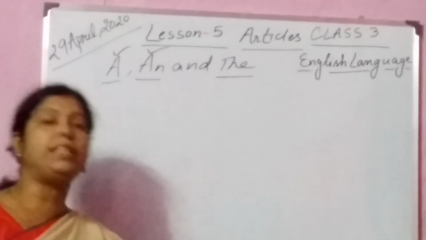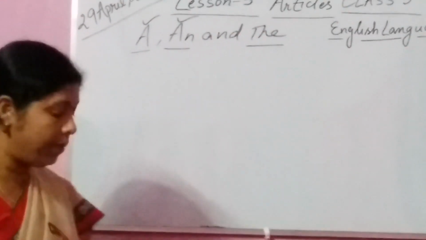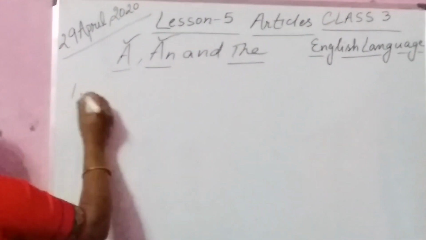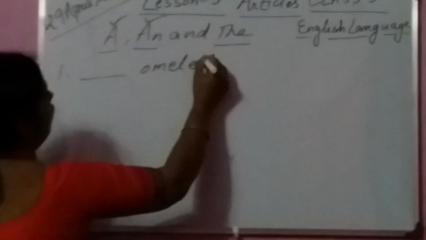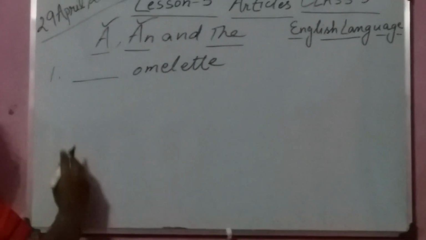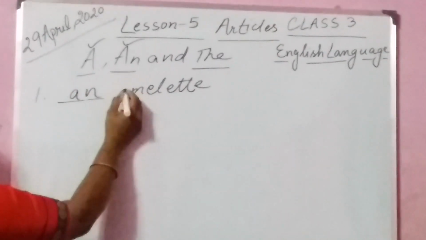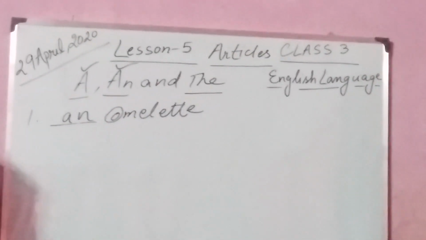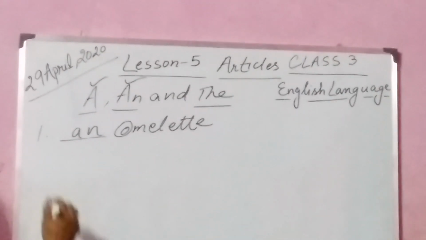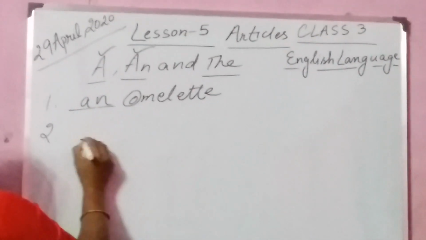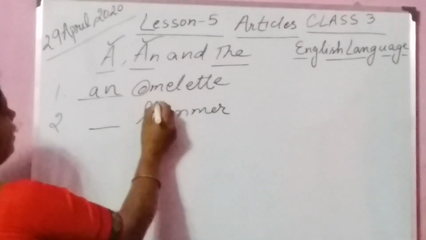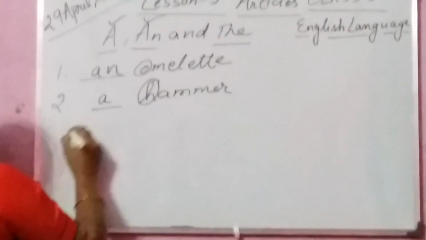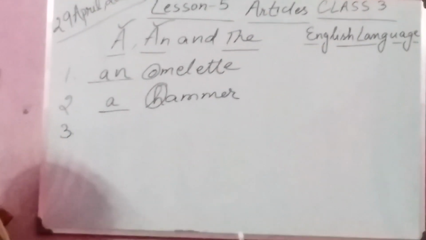Now fill in the blanks with a or an is given here. Number one is dash omelette. Okay, here what are we going to use? An omelette, because this is starting with a vowel. Okay. Number two, you see a hammer is given. Now you see here it is a consonant. So here we are going to write a hammer.